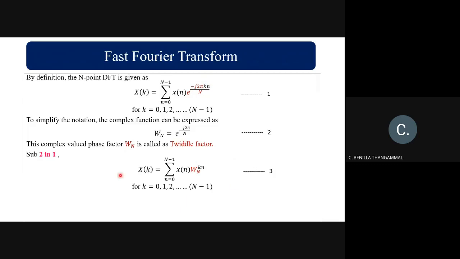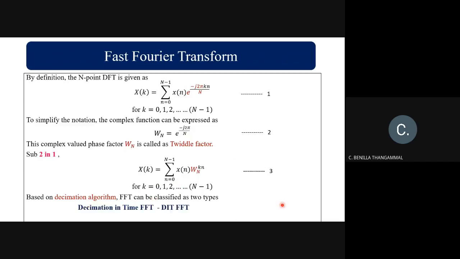With the base of this equation, we are going to solve this. The repeatedly used complex function is made into a twiddle factor so that we will be able to compute it very fast. Based upon the decimation algorithm, how we are going to decimate, the FFT can be classified into two types.